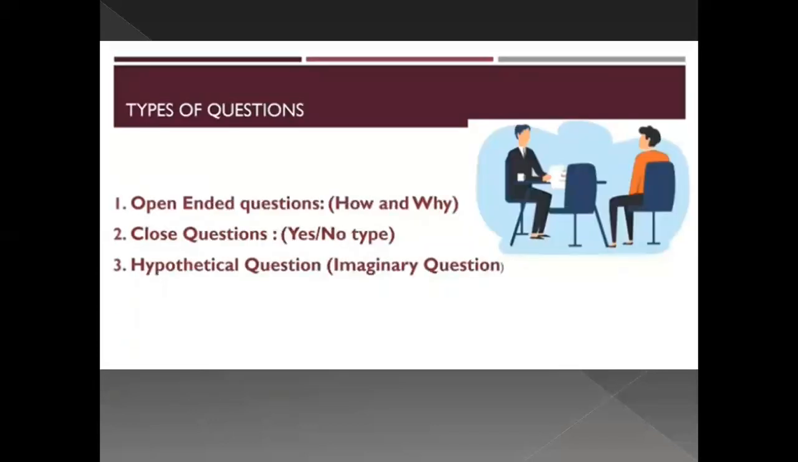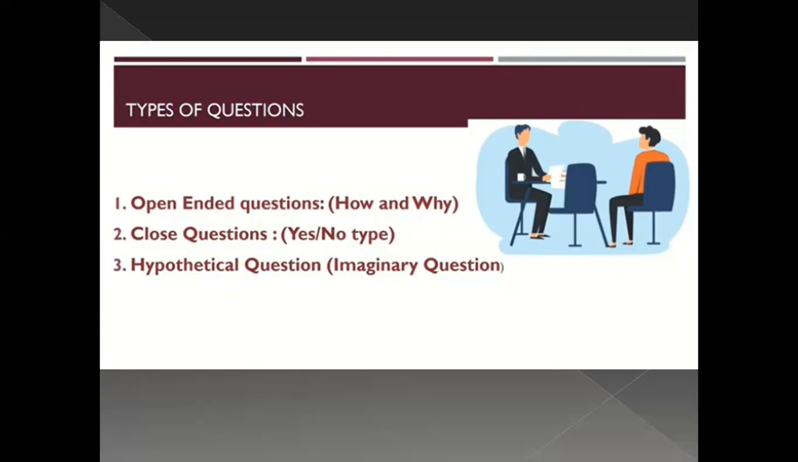Now, when you conduct an interview, there are a few types of questions that you need to ask. One is the open-ended question, that is how and why, a question wherein you expect an answer with a detailed explanation. The person answering will give you a detailed answer for that particular question. So those are open-ended questions.